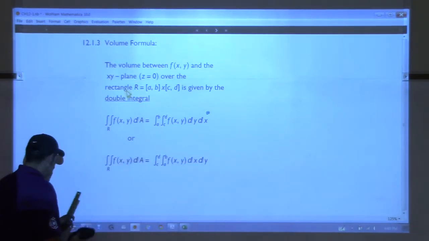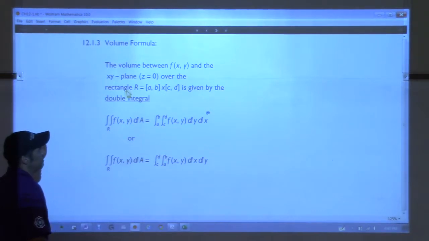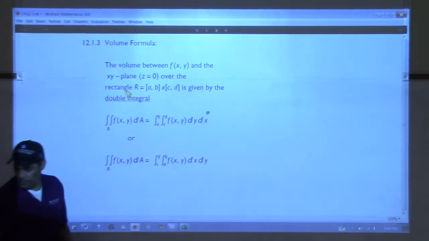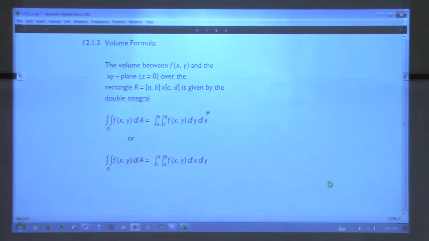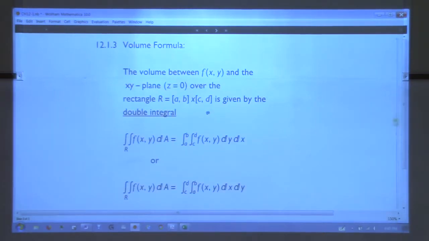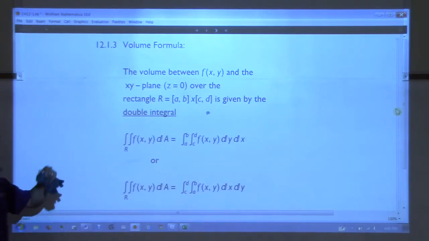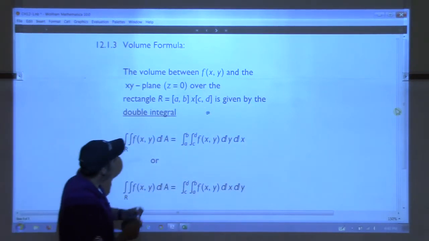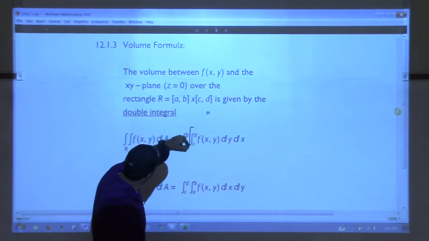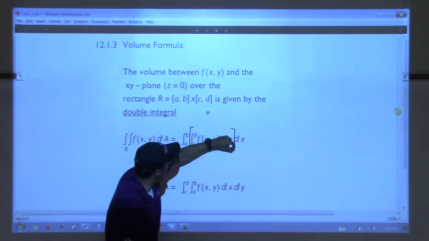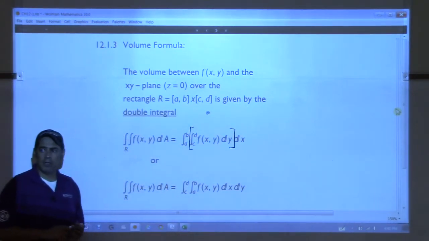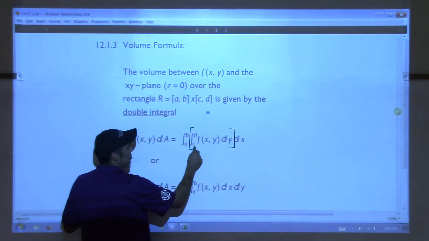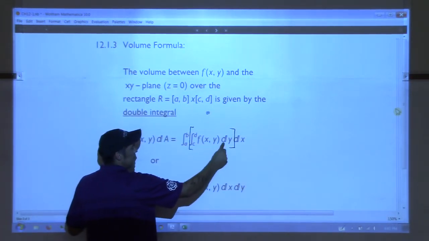Now notice the order of things here, because it's important. When you look at this, let me make it a little bit bigger. We are going to be talking about an inner integral and an outer integral. So this right here is the inner integral.